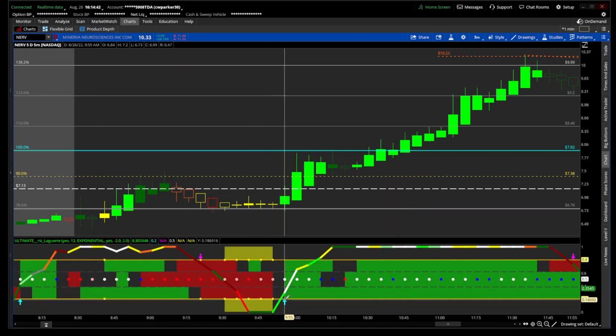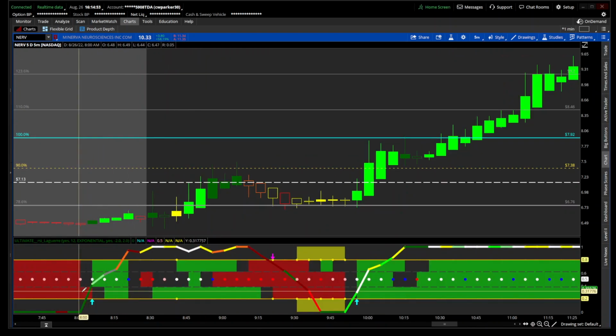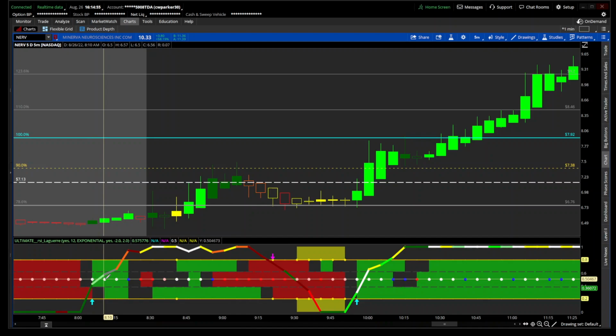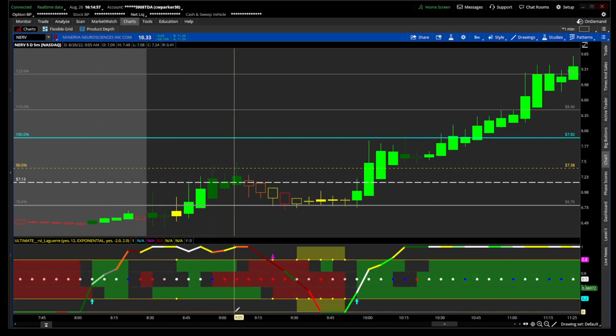For the most part, I call it the ultimate Laguerre RSI indicator because it really helps you get in and out of trades. You can look right here, you got a buy signal, but it's pre-market, low volume. You may not take that trade.